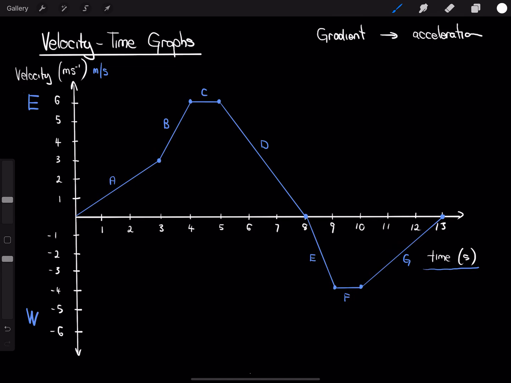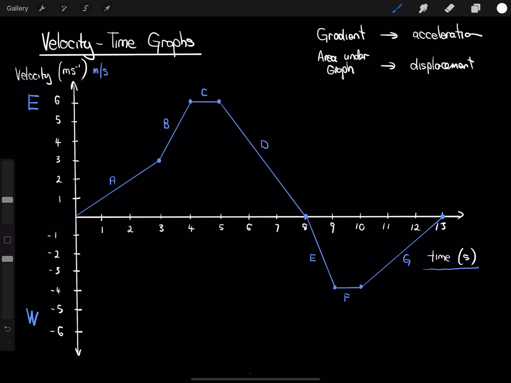But there's another aspect to this graph which gives us equally useful information, and that is the area under the graph. The area under the graph gives us information about the displacement of the object. I'll show you how that works.